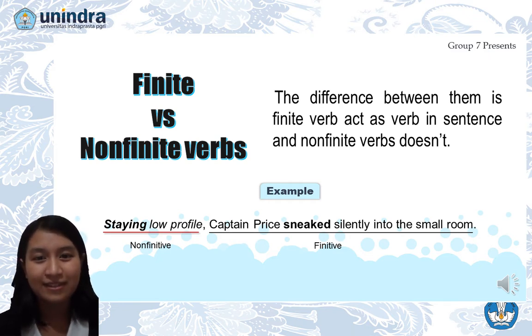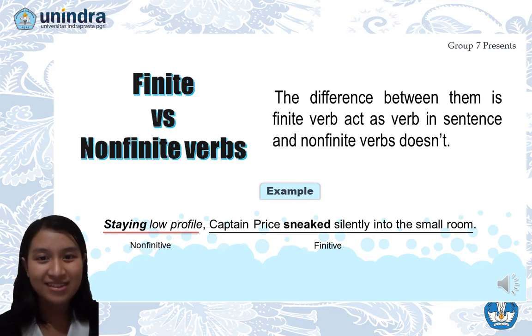For example, staying low profile, Captain Price sneaked silently into the room. As we can see, there is a verb at the beginning of the sentence. This verb is not actually a verb, even though it looks like a verb. It has ing, but it doesn't have any subject actually, because it's just a phrase. The real verb here is sneaked because it's linked to Captain Price as the subject since he is doing something.